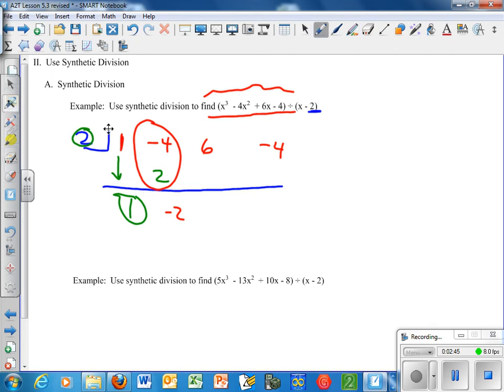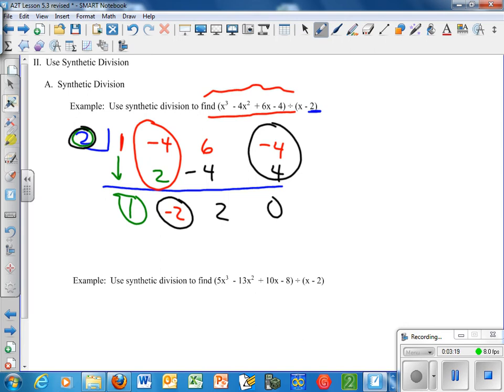Now I do the same thing. I take my 2 that's up here, and I multiply it times my negative 2. That result is going to go right here above the line, below the 6. So that's negative 4. I combine these. 6 and negative 4 combined is 2. Now I do the same thing. I take my 2 that's up here, in my little backwards L, times the 2. That gets me to 4. And then I combine these two, and that's 0.